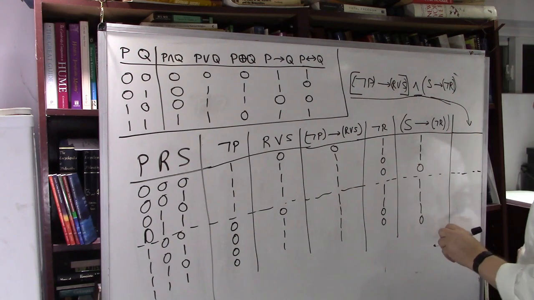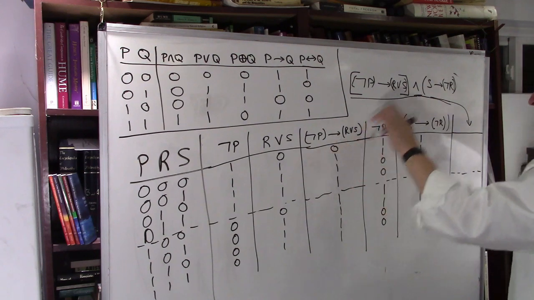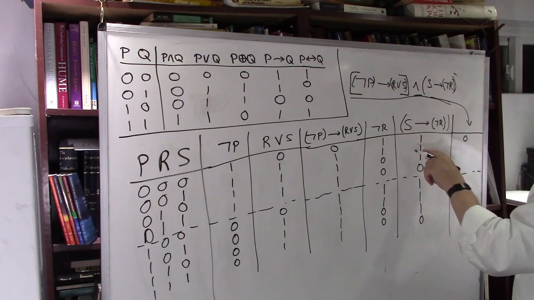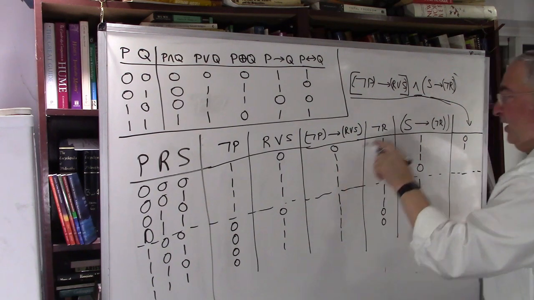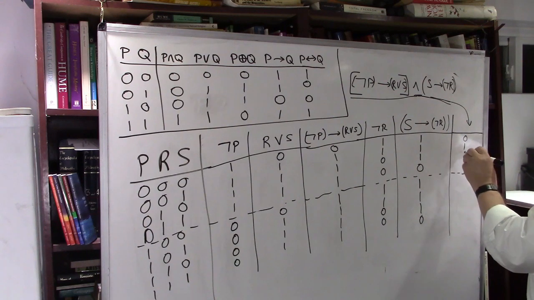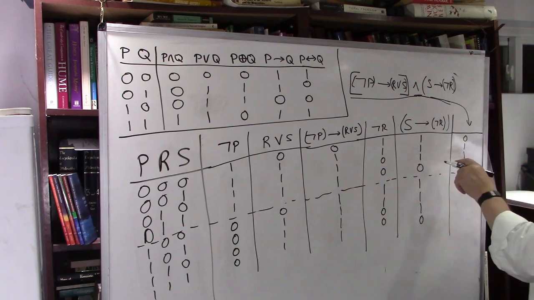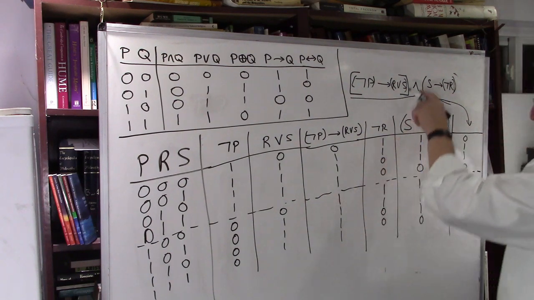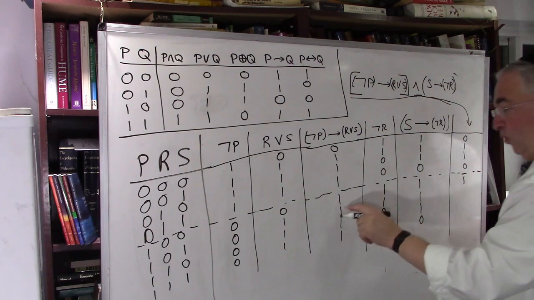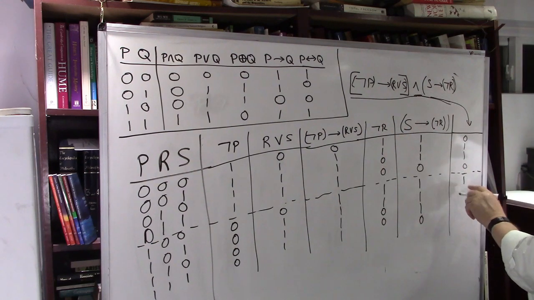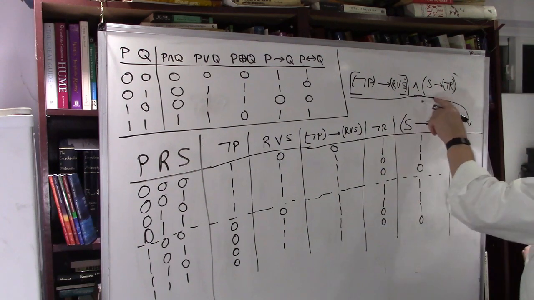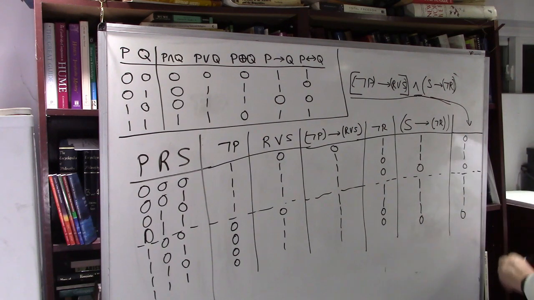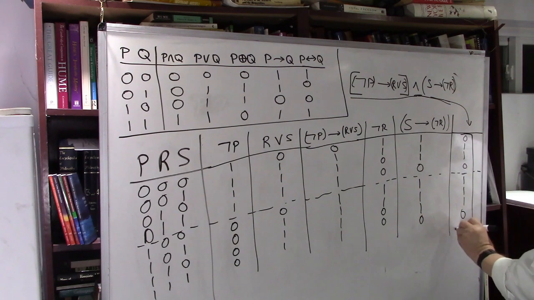All right, so we have 0 and 1 is 0. 1 and 1 is 1. 1 and 1 is 1. 1 and 0 is 0. 1 and 1 is 1. 1 and 1 is 1. 1 and 1 is 1. 1 and 0 is 0. Okay, and that's your final answer.